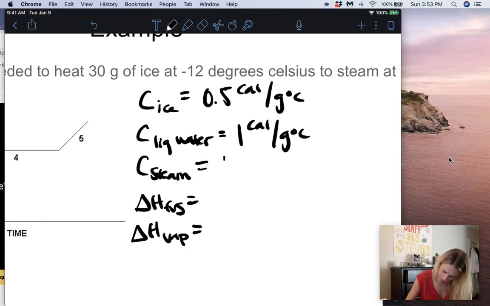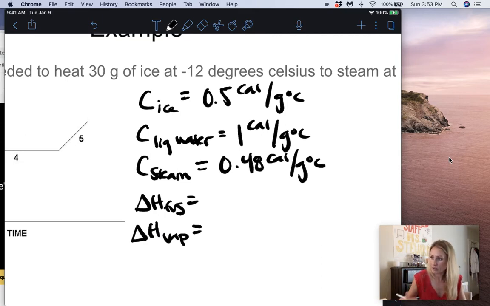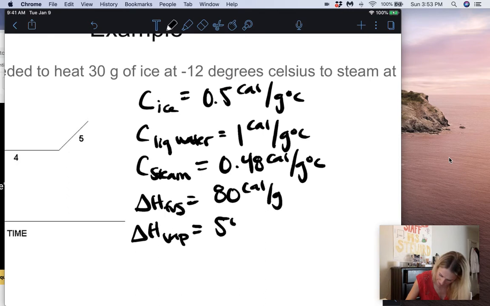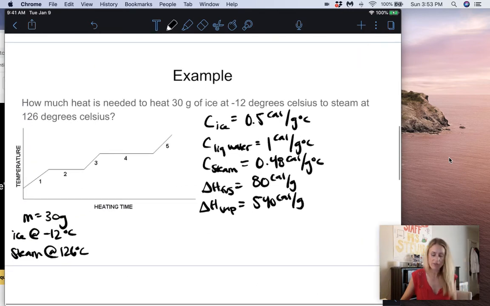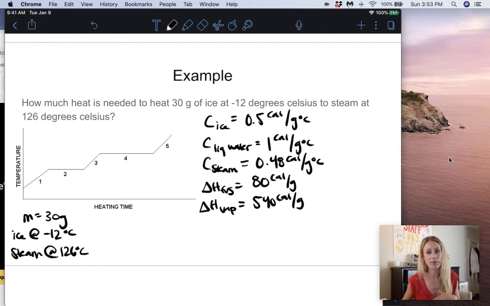The specific heat for water we know is 1 calorie per gram degrees Celsius. The specific heat for steam is 0.48 calories per gram degrees Celsius. And then the heat of fusion for water is 80 calories per gram. And then the heat of vaporization is 540 calories per gram. So there's all our given quantities, what we need in order to solve this problem.